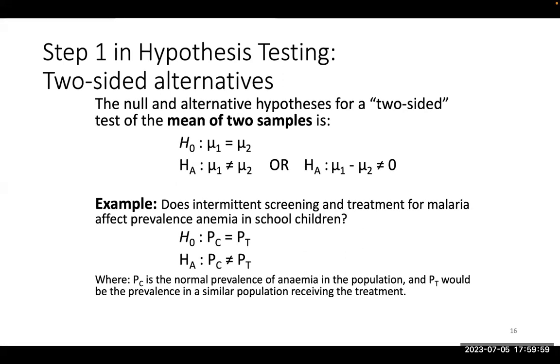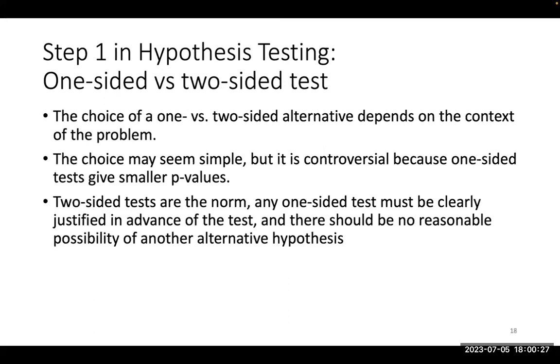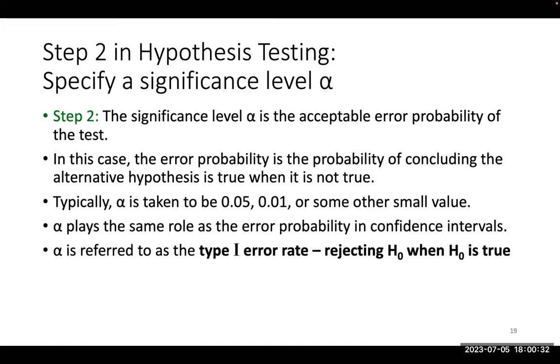So you have two- and one-sided hypotheses. We're not going to go too deep into that, but basically a one-sided hypothesis hypothesizes about the direction of your alternative. So in your null hypothesis you're saying that mu is smaller than or equal to mu zero, and then the research or alternative hypothesis is that mu is greater than mu zero. We don't need to go too deep into this.